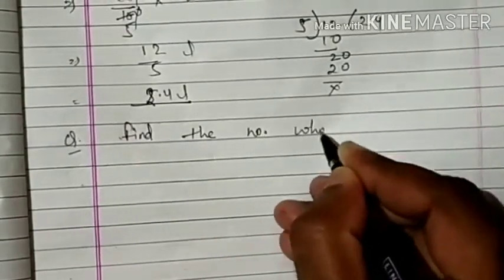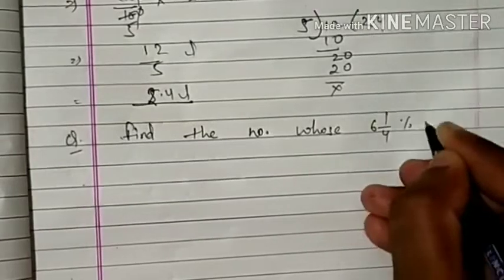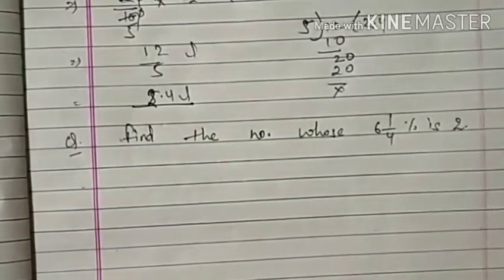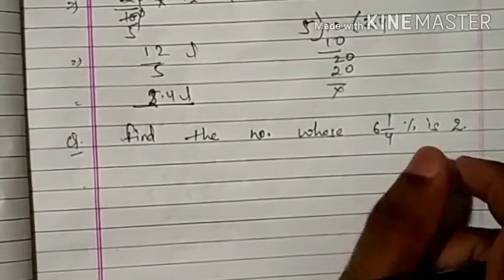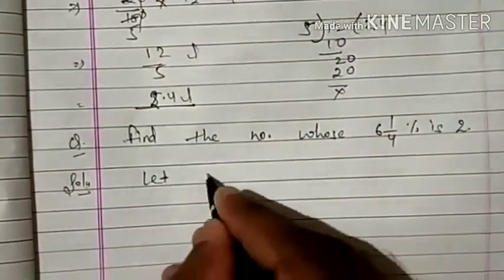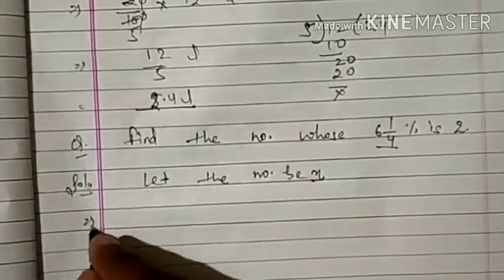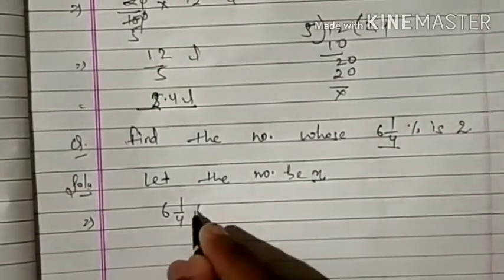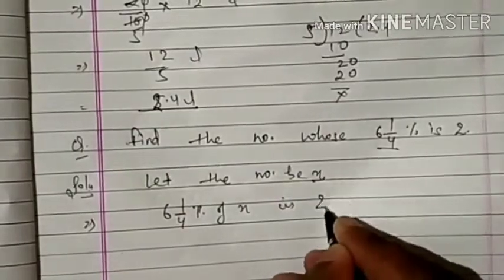Find the number whose 6 1 by 4% is 2. You don't know the number, so what can we write? Let the number be x. So 6 1 by 4% of x is 2.